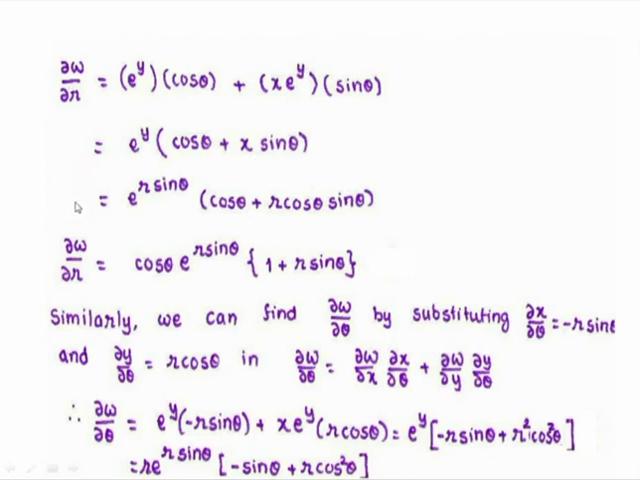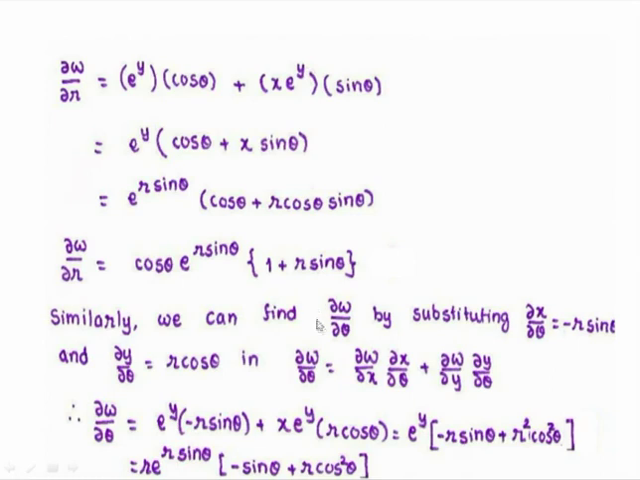So we get del w by del r as e raised to r sin theta times cos theta plus r cos theta sin theta. Here cos theta is again a common factor, so we are taking it outside. So del w by del r is cos theta e raised to r sin theta times 1 plus r sin theta.